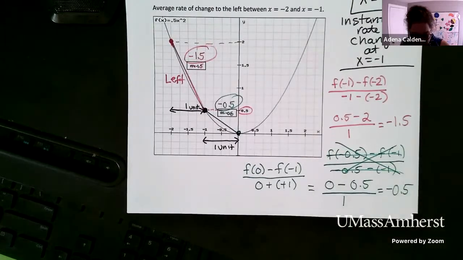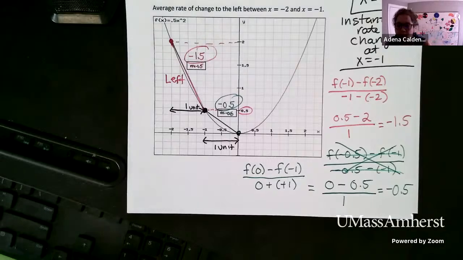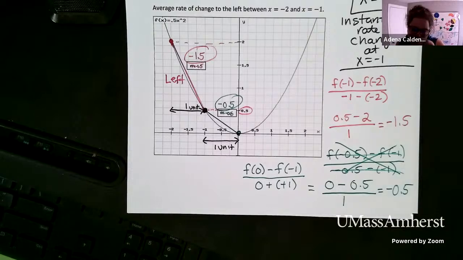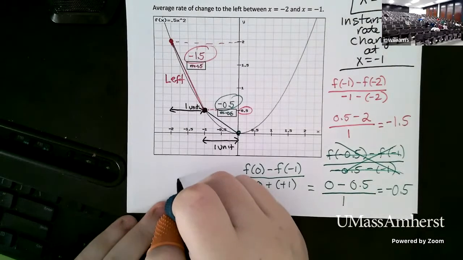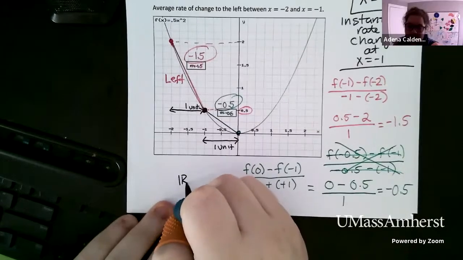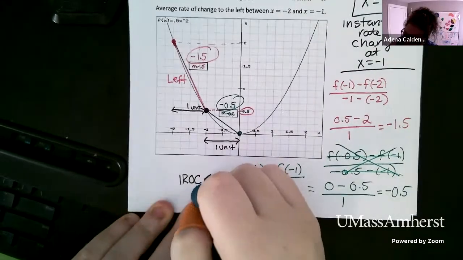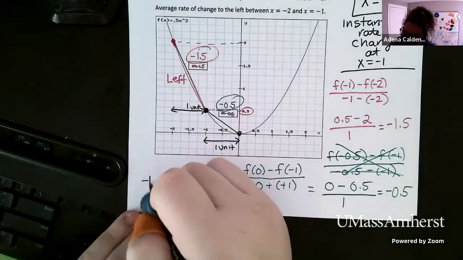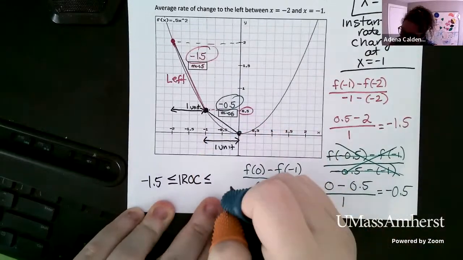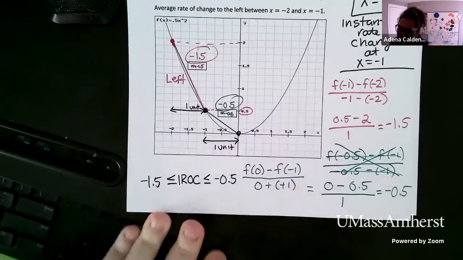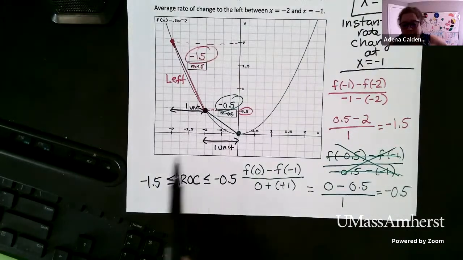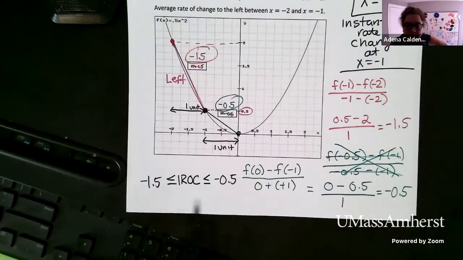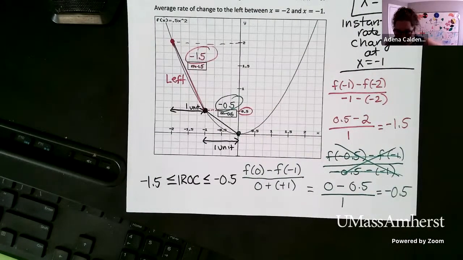Well, it turns out that when you do the average rate of change to the left and the right, it provides bounds for where your instantaneous rate of change needs to be. So that means my instantaneous rate of change, which I'm going to write as IROC, just because I don't have a whole lot of space, has to be between the left hand approximation and the right hand approximation. Okay. So now I know that my instantaneous rate of change, the amount that I'm changing right at this point, has to be between -1.5 and -0.5.